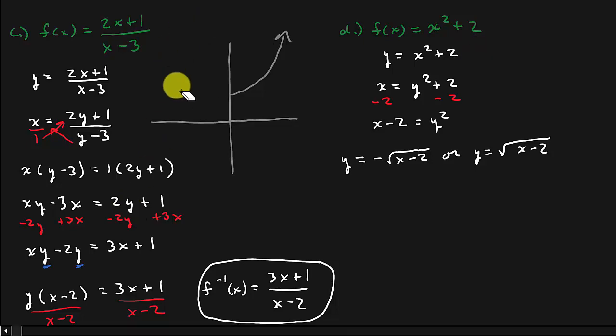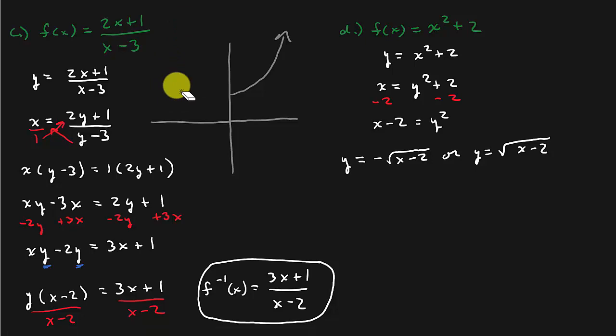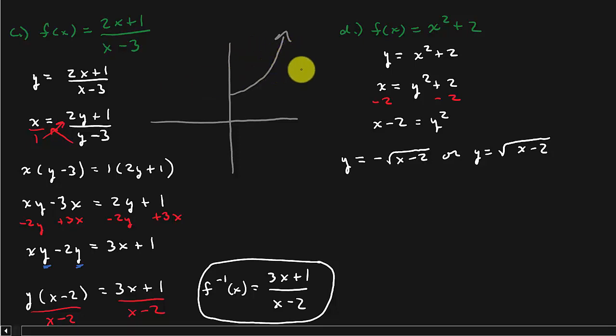What if I erase that side of the graph? Is it one-to-one now? Yes, it's one-to-one now. It passes the horizontal line test, so it's one-to-one. So, what I've done is on this graph, I erase this left-hand side.